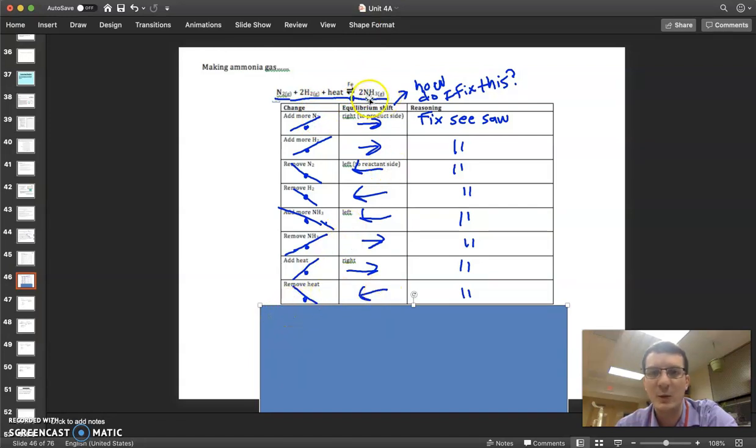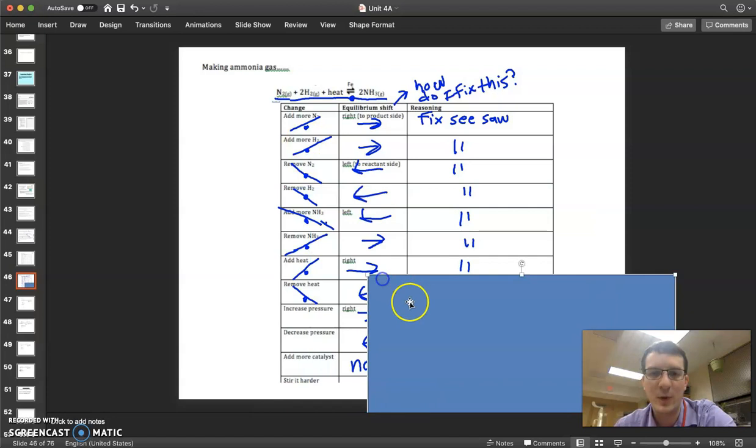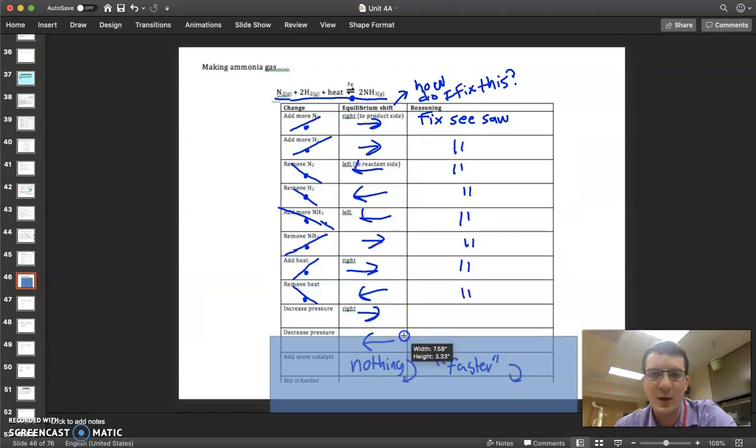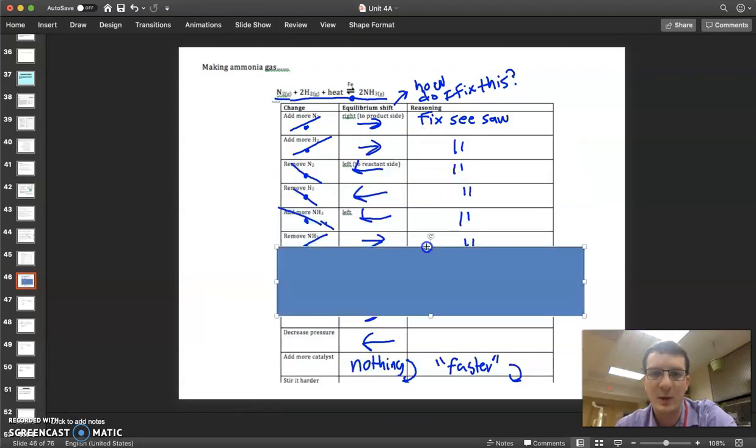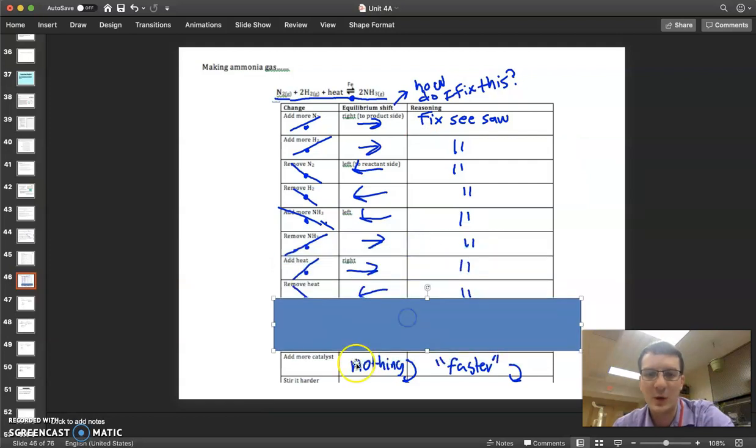So removing heat will then make it move back towards reactants in order to facilitate that. Okay, ignore pressure. That one's kind of not what we need to talk about. But there are two more things we can look at. What if we add a catalyst?